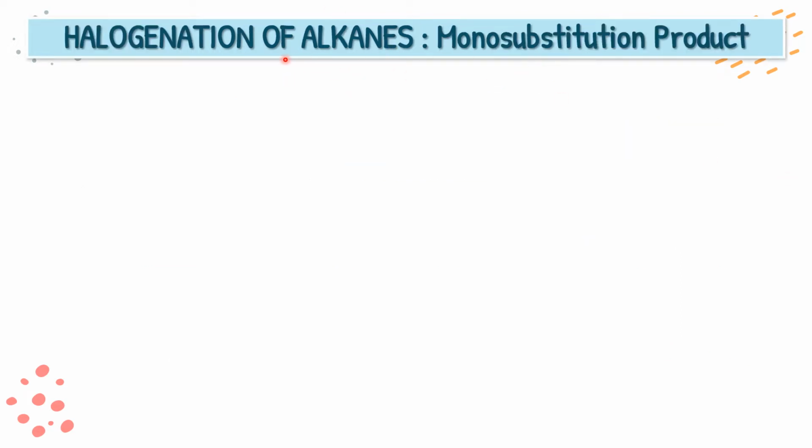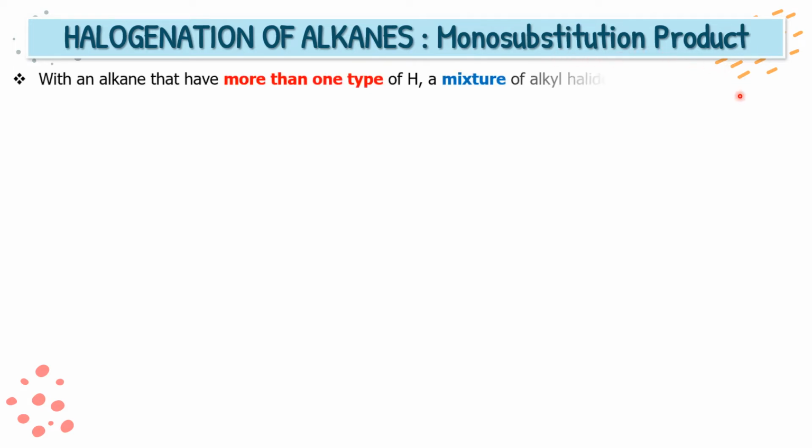For halogenation of alkane, we look first at the mono substitution product, where with an alkane that has more than one type of hydrogen, a mixture of alkyl halides may result. What does this mean? More than one type of hydrogen. Remember our classification of hydrogen: we have primary, secondary and tertiary hydrogen. If we have different hydrogens in our alkane, most probably we are going to get a mixture of product.